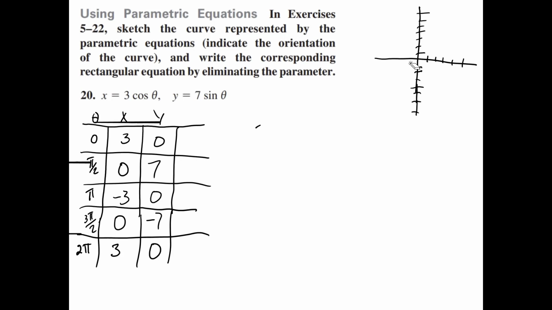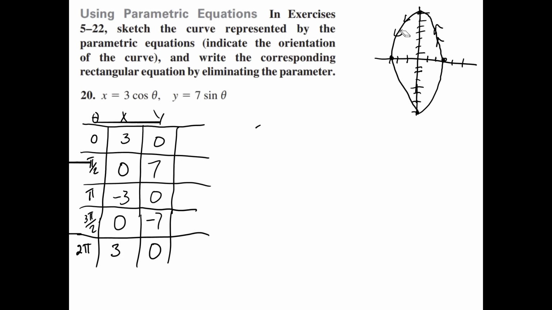And so then you get these points. And it's not a nice perfect circle because the coefficients are different, but it looks like it was an ellipse. And this is your direction, right?